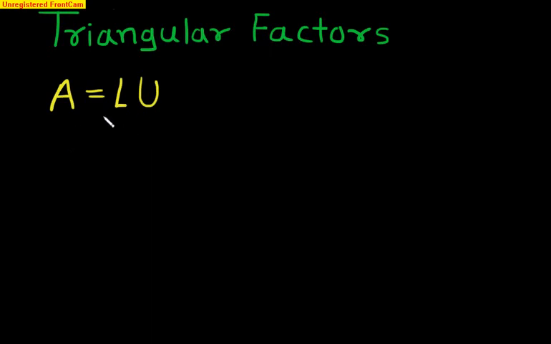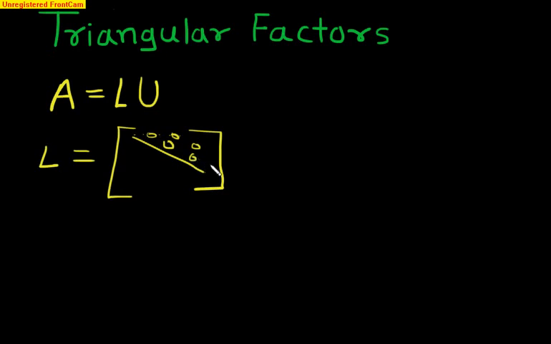Here, if you don't know, a lower triangular matrix is a matrix whose elements above the diagonal are all 0. Suppose this is a matrix, and this one is the diagonal of the matrix. Those matrices are lower triangular matrices.